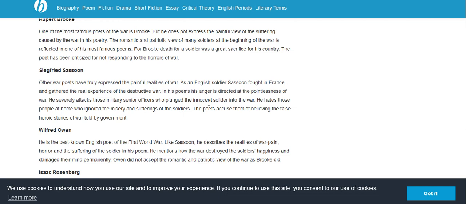In his poems, his anger is directed at the pointlessness of war. He severely attacks those senior military officers who plunge the innocent soldier into the war. So Siegfried is just opposite to Rupert Brooke. Rupert Brooke inspired the soldier to patriotism, whereas Siegfried Sassoon brought out the bad side, the cruel and inhuman side of war, which discourages the soldiers from going to war and doing destructive tasks. He hates those people at home who ignore the misery and sufferings of the soldiers. The poet accuses them of believing the false heroic stories of war told by governments.